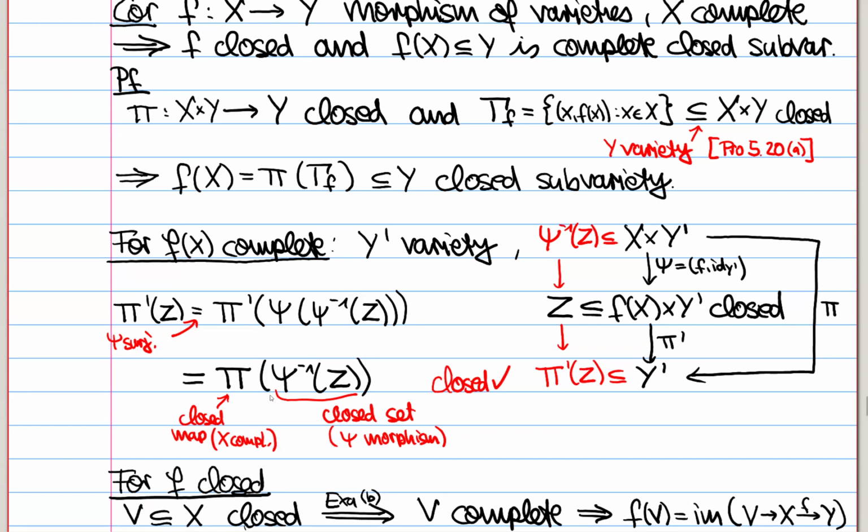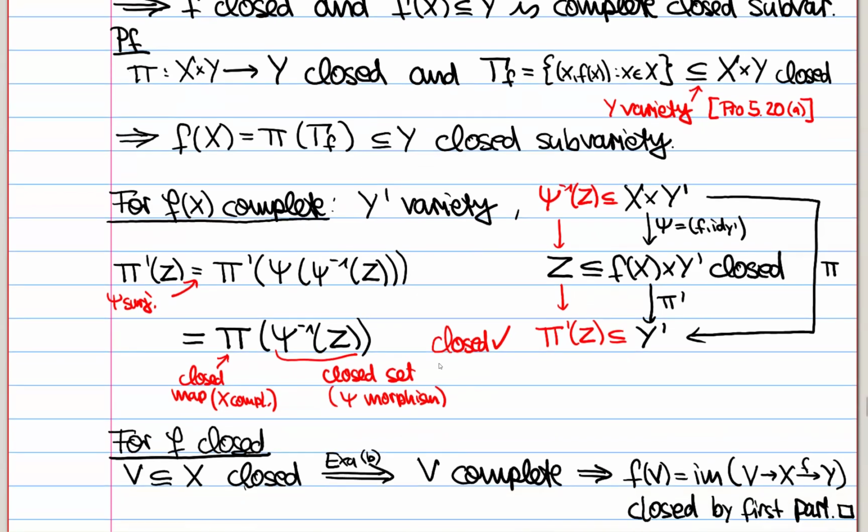The inverse image under psi of Z is closed because Z is closed in here and psi is a morphism, so the pre-image is still a closed set. And pi was a closed map because X is complete. So this is something closed by the definition of a closed map, and so this thing is closed in there. This shows that the image is not just a closed subvariety, but is actually complete.